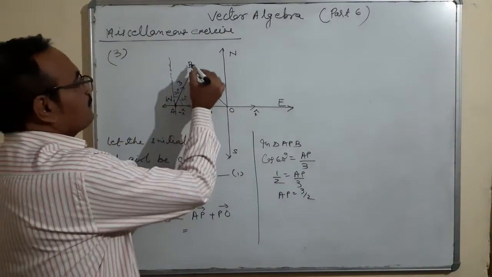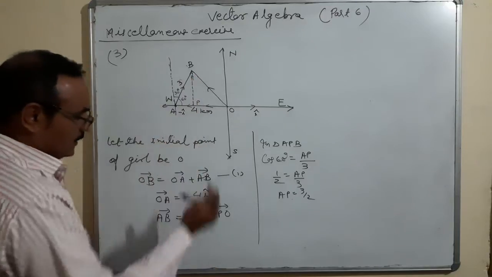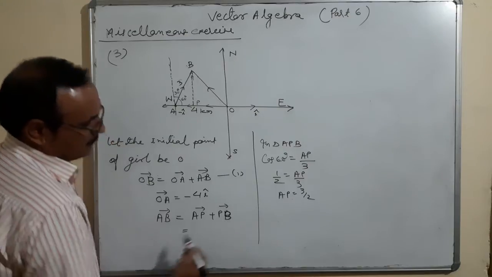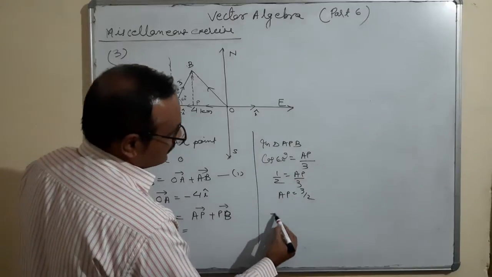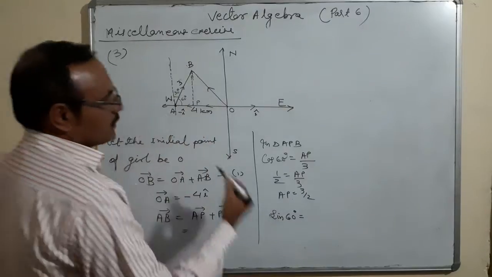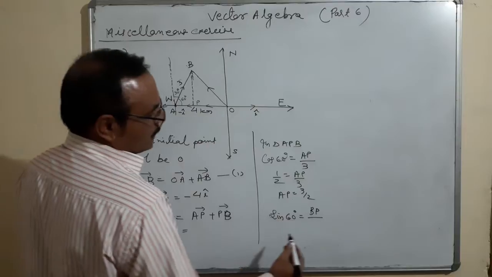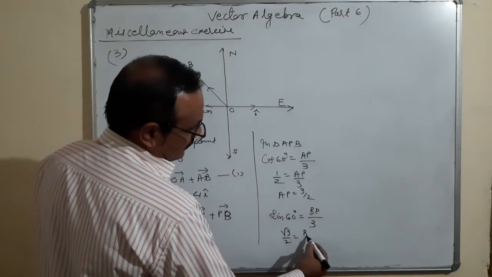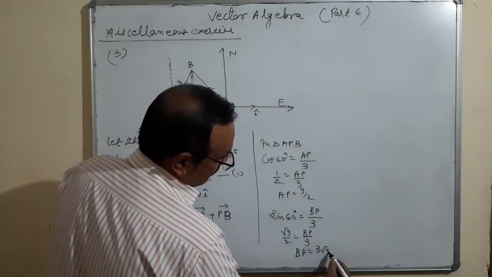Second, we are going to find PB. AB is equal to AP plus PB. It is not PO, it is PB. So in the same triangle, we'll use sin 60. Sin 60 is equal to perpendicular BP upon AB, and AB is 3. Sin 60, root 3 by 2, is equal to BP upon 3. So therefore BP is equal to 3 root 3 upon 2.